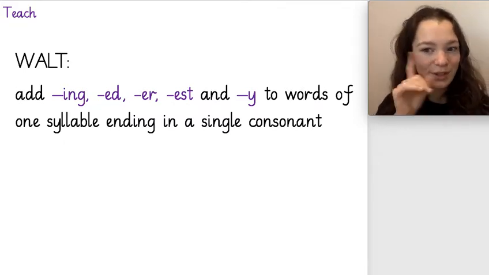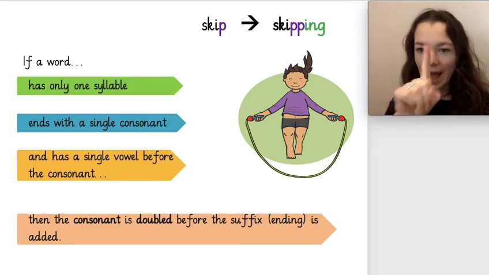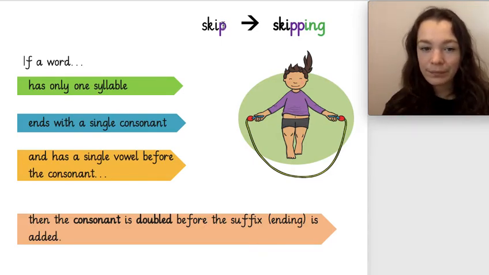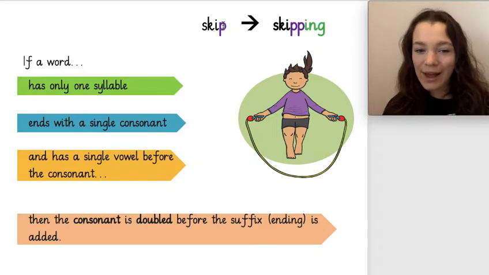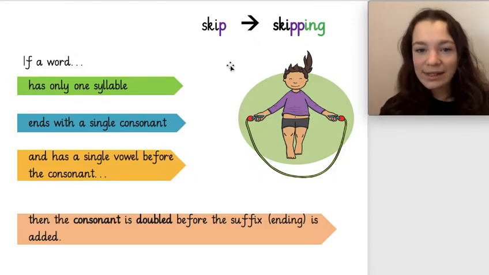So there's a rule, and it's quite a simple rule. If a word has one syllable, so skip, ends with a consonant, P, and has a vowel before that consonant, I, then we need to double that last letter before we add the suffix.